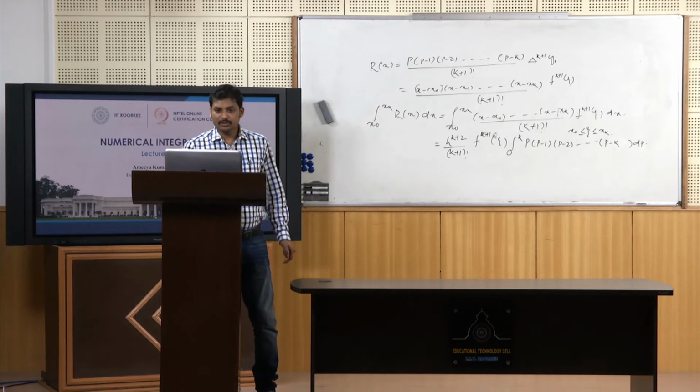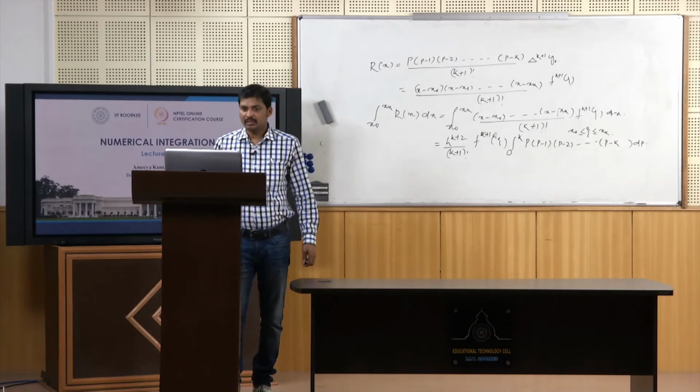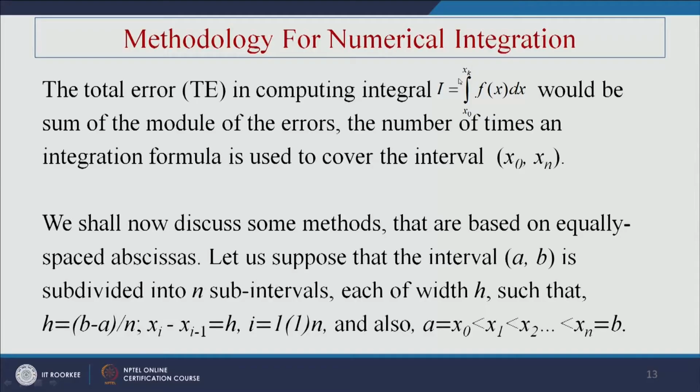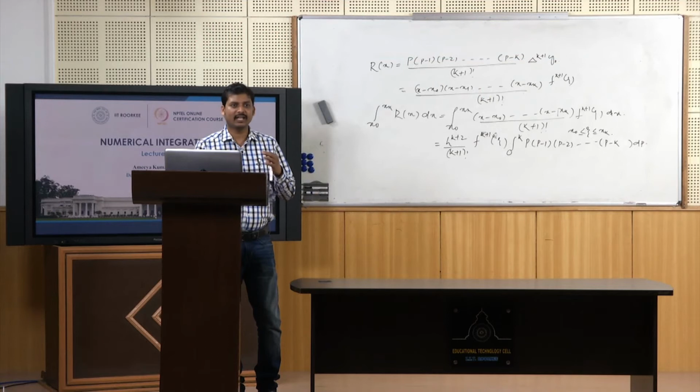So, if you go for the total error in computing the integral I equals the integral from x0 to xk of f of x dx, then the sum of the modulus of errors, that is the number of times it occurs in each of the intervals, can be taken, and the sum of all these terms covers the error terms in each of the intervals x0 to xn. Now we shall discuss some of the methods that are based on equally spaced abscissas.